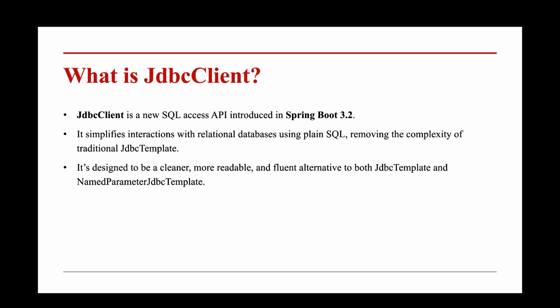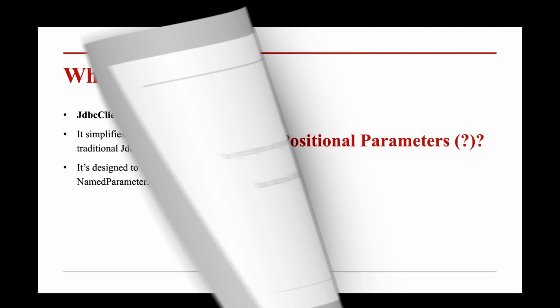In simple terms, it's a cleaner, more readable, and fluent alternative to both JdbcTemplate and named parameter JdbcTemplate. This means your SQL code becomes easier to write, understand, and maintain. Imagine you no longer have to struggle with awkward method chains and hard-to-read code. JdbcClient gives you a modern API that aligns with current best practices. It's all about simplicity, readability, and a modern approach to database interactions in Spring Boot.